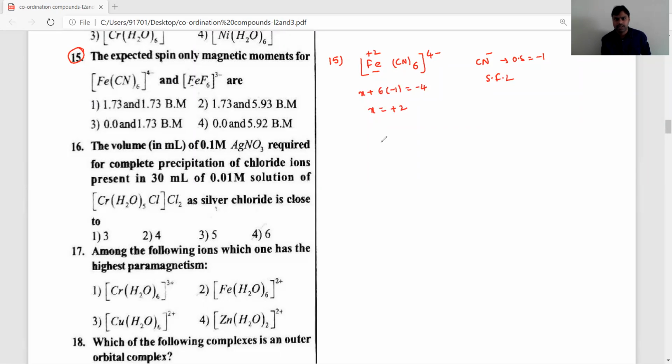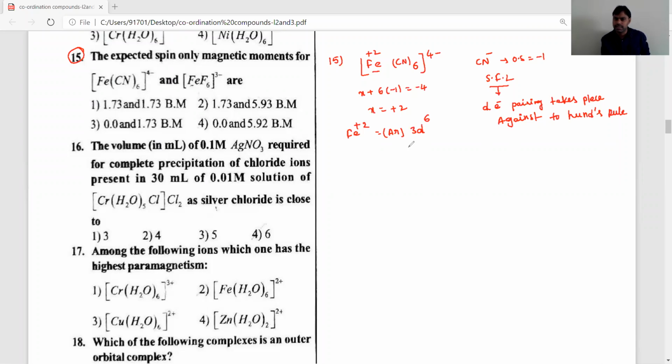And in this complex, strong field ligands are present and the d electrons pair up, pairing takes place against Hund's rule. Okay, students, now iron +2 electronic configuration: argon 3d6. Actually, iron electronic configuration is 4s2 3d6. 2 electrons it lost, it becomes 3d6.